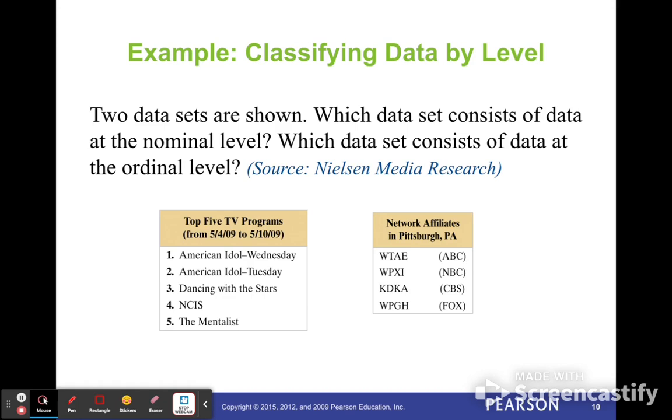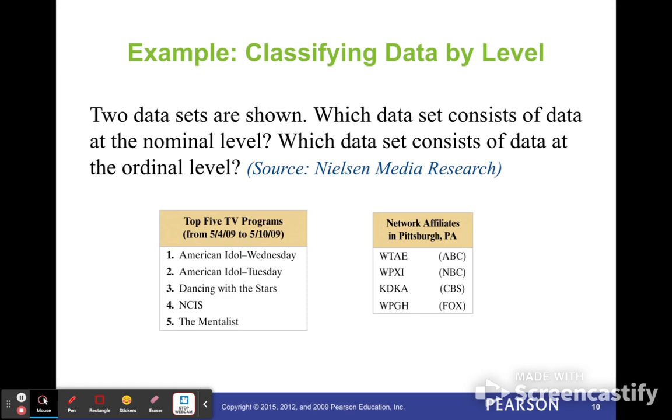Now, the first one on your left is the top 5 TV programs from May 4th to May 10th. As you can see, this has ranks, right? Top 5, which is the first one, the second, third, the fourth, and the what? The fifth. So most likely, this is what? Ordinal.